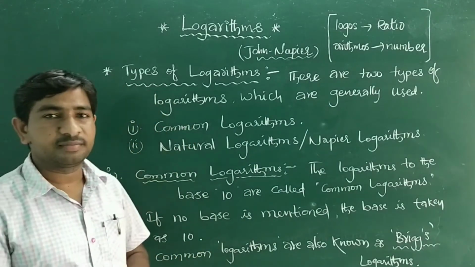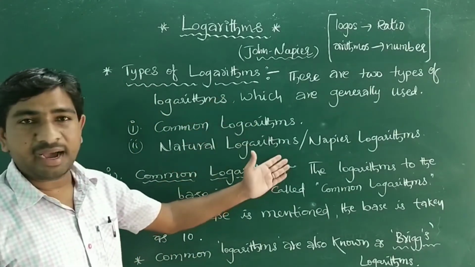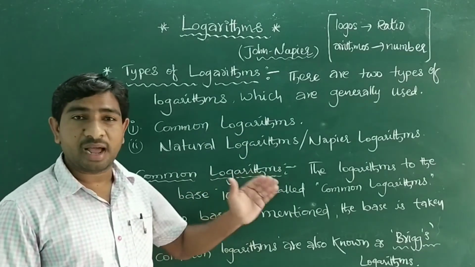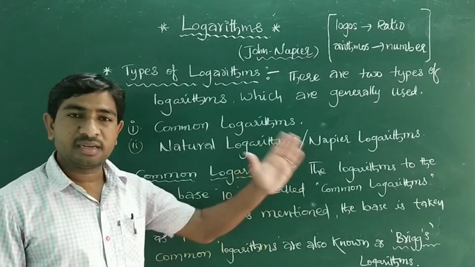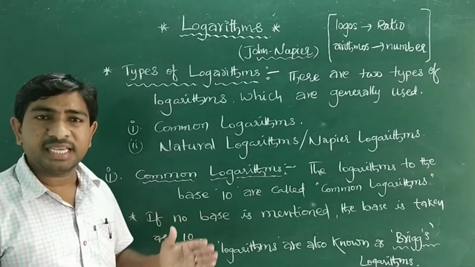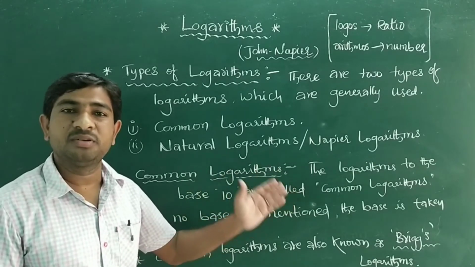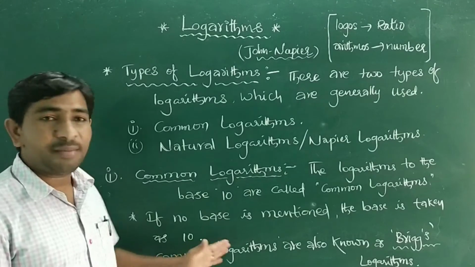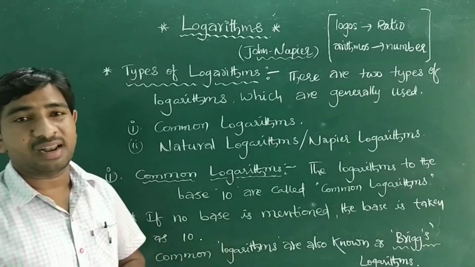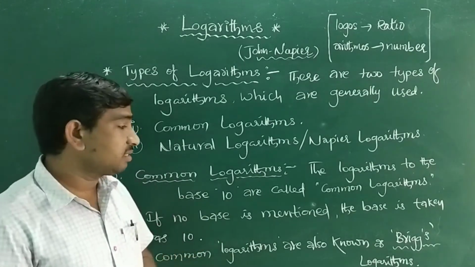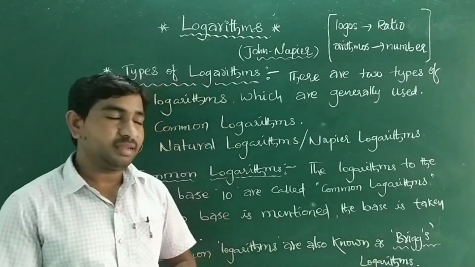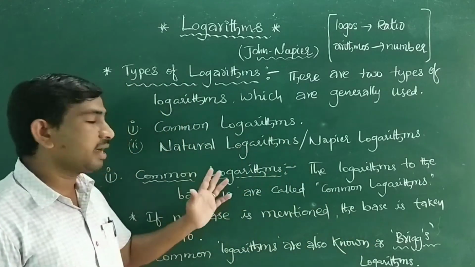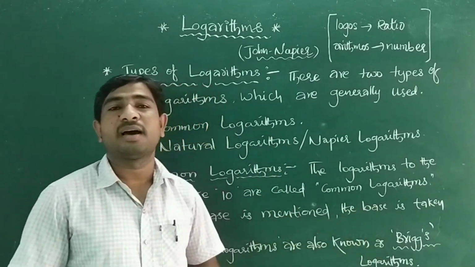The first one is common logarithms. Logarithms to the base 10 are called common logarithms. If no base is mentioned for a given logarithmic value, then we always take the base as 10. Common logarithms are also called Briggs logarithms, because the mathematician Briggs also introduced them and mentioned some logarithmic applications.